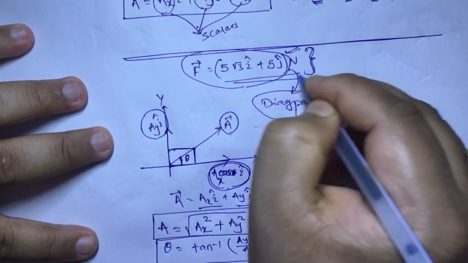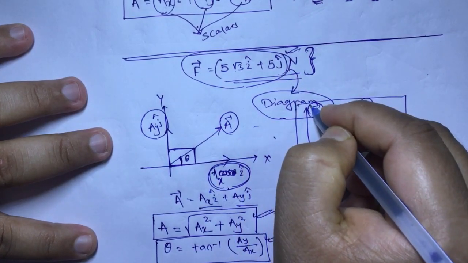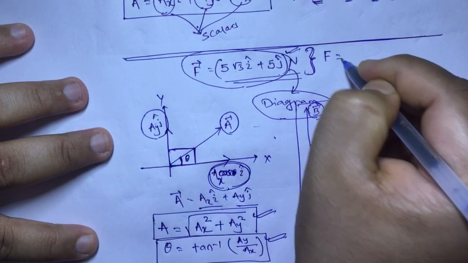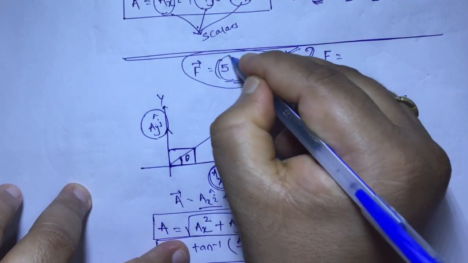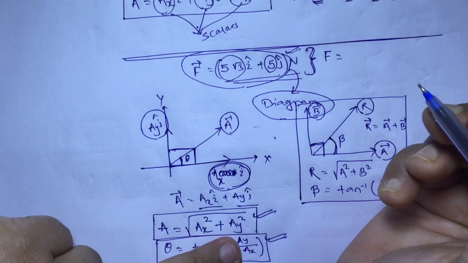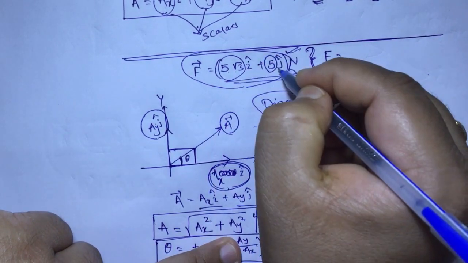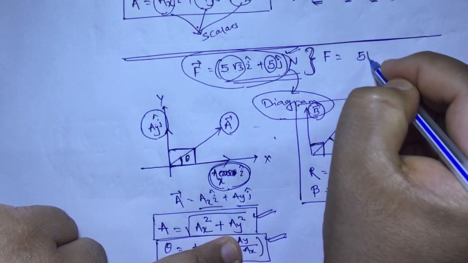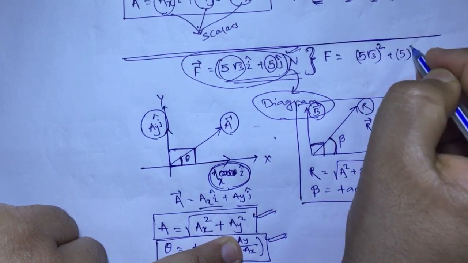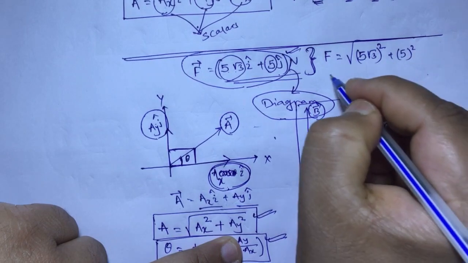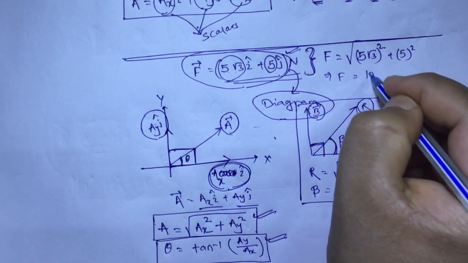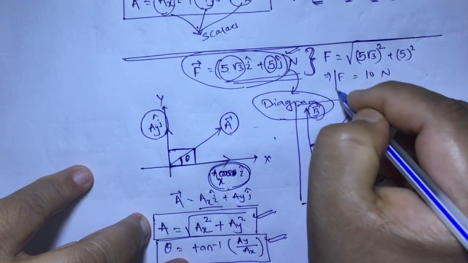What was asked? We have to convert this into a diagram form. How to convert? Using this formula, I can find the value of F as square root of Ax square plus Ay square, where this is Ax and this is Ay. So it will be equal to square root of (5 root 3) square plus 5 square. So what will the value of F be? If you do this calculation, you will get 10 Newton.